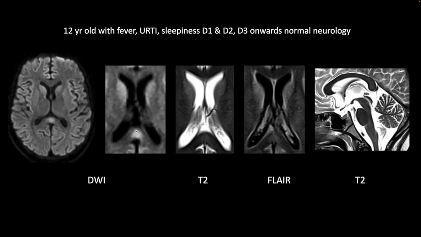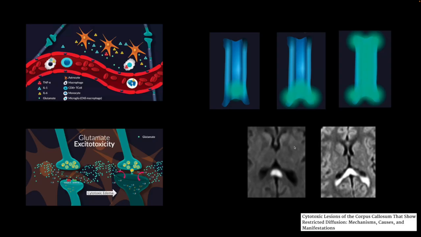Diffusion shows hyperintense cytotoxic edema, and T2 FLAIR demonstrates these hyperintense changes. This was the case of H1N1 influenza virus. We term these cytotoxic lesions of the corpus callosum. They can be focal, they can be confluent, more commonly the focal pattern. This is due to glutamate excitotoxicity caused by the viral pathogen, which results in these edematous changes.